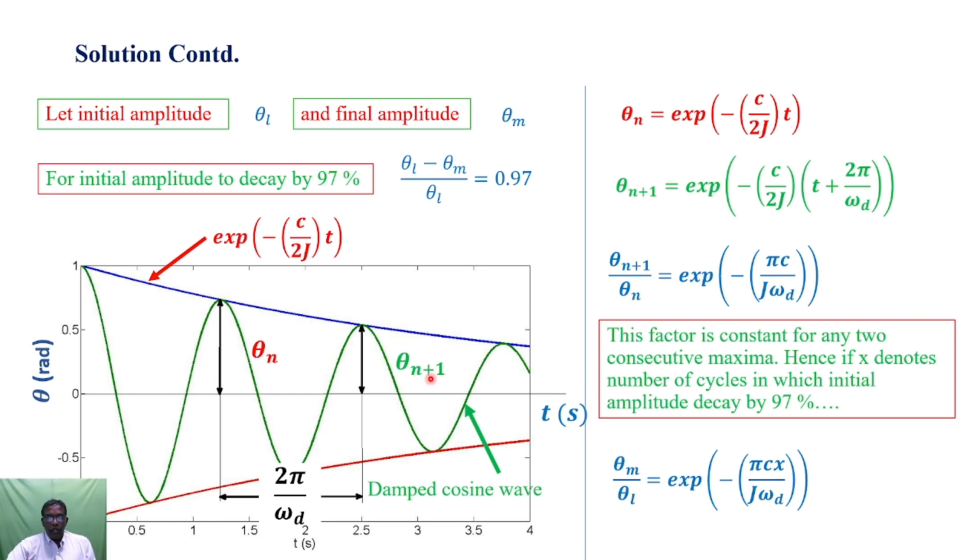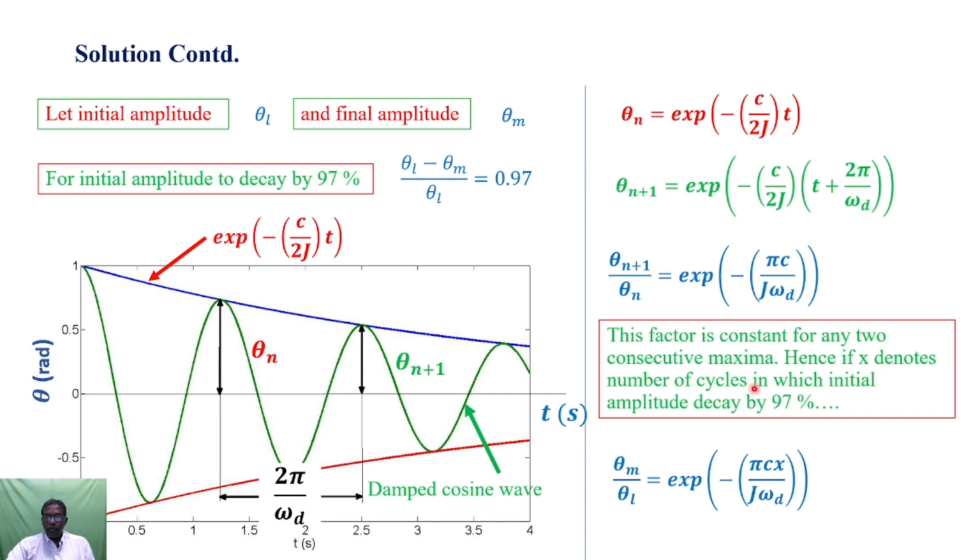For any two consecutive maxima, theta n and theta n plus 1, this ratio is constant, where C is the damping coefficient of the system, J is the polar moment of inertia of the system, and omega d is the damped frequency of vibration. All these three quantities are constants, hence the rate of decay of the vibration is also constant.